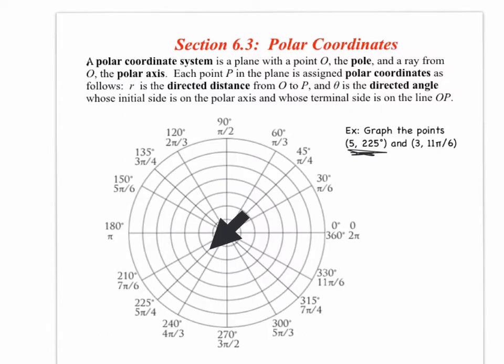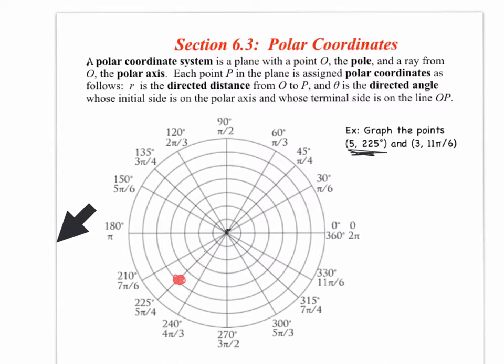And then once I'm pointed in the right direction, I imagine this distance of 5 is like 5 steps. So I'm going out 1, 2, 3, 4, 5. If I started in the center, I'd be going out toward 225. I'd go 1, 2, 3, 4, 5 steps, and that's where my point would be.